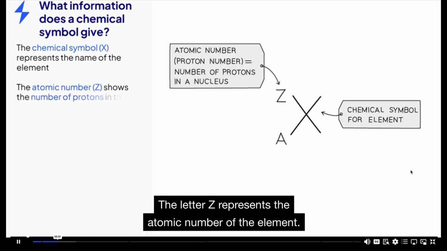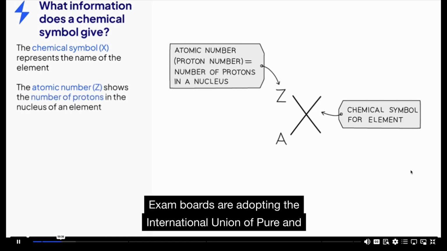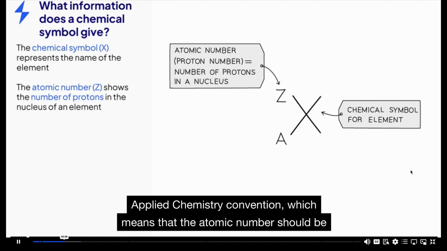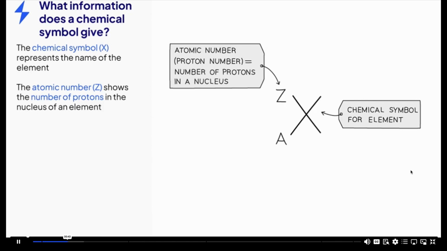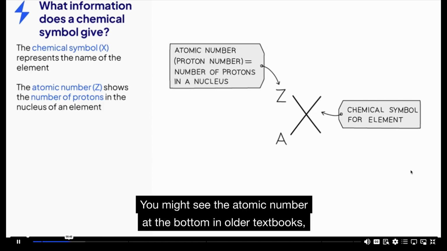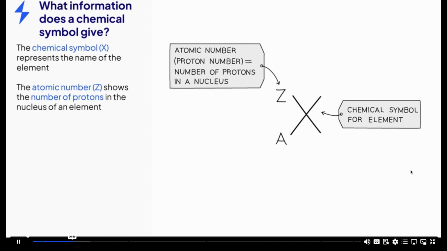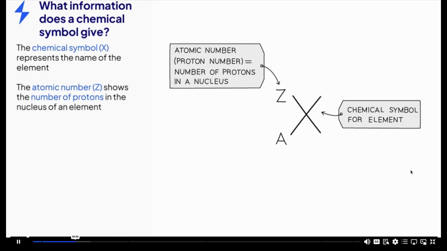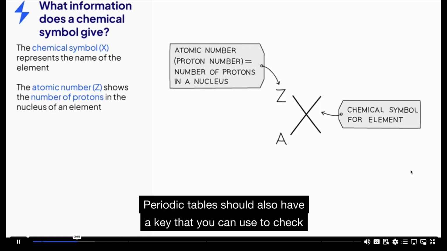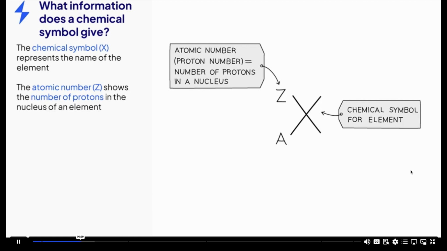The letter Z represents the atomic number of the element. Exam boards are adopting the International Union of Pure and Applied Chemistry convention, which means that the atomic number should be the top number on a chemical symbol. You might see the atomic number at the bottom in older textbooks, revision guides, and resources. Remember, the atomic number is always the smallest number. Periodic tables should also have a key that you can use to check which number is the atomic number.